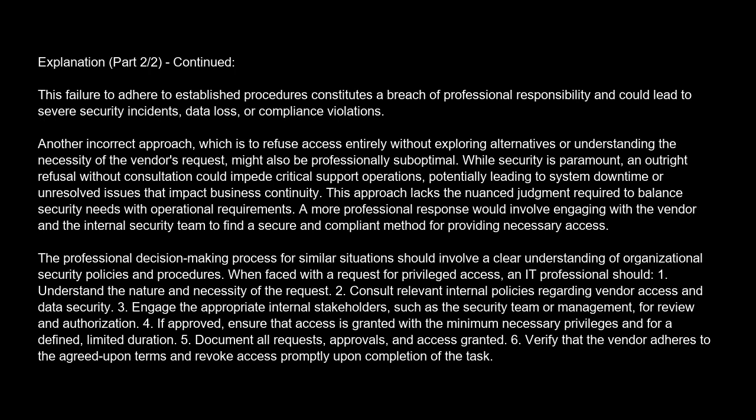Understand the nature and necessity of the request. 2. Consult relevant internal policies regarding vendor access and data security. 3. Engage the appropriate internal stakeholders, such as the security team or management, for review and authorization. 4. If approved, ensure that access is granted with the minimum necessary privileges and for a defined limited duration. 5. Document all requests, approvals, and access granted. 6. Verify that the vendor adheres to the agreed-upon terms and revoke access promptly upon completion of the task.